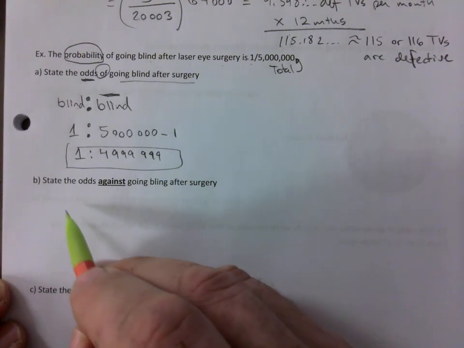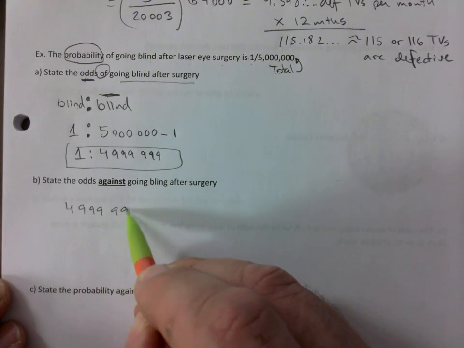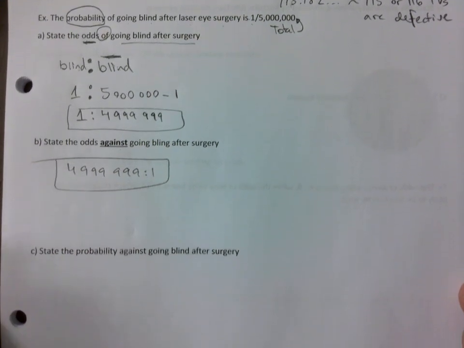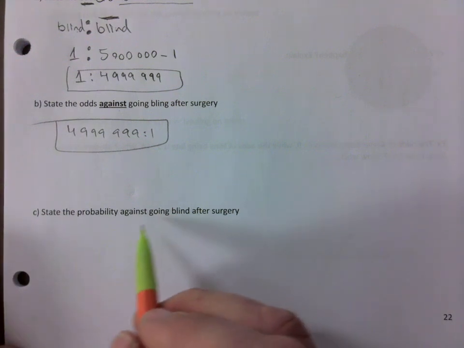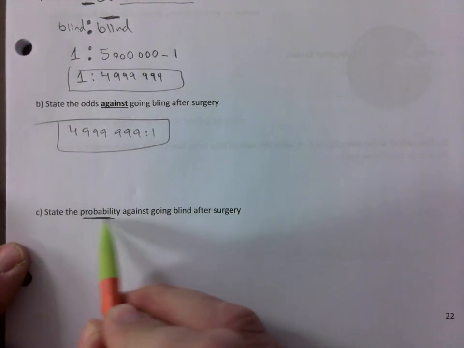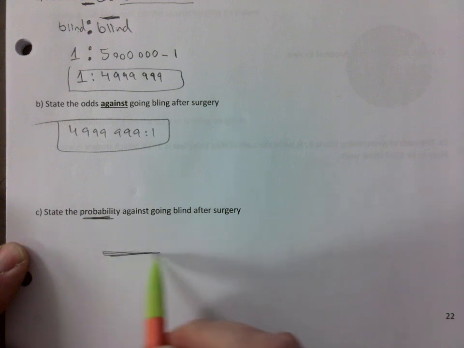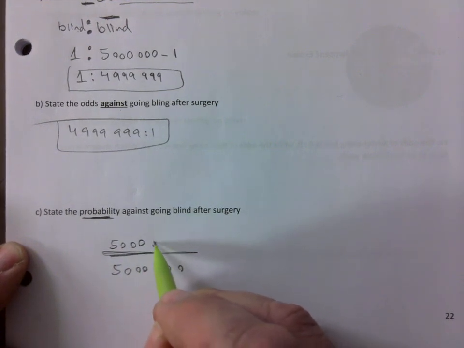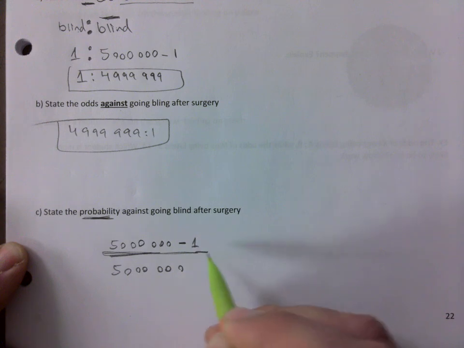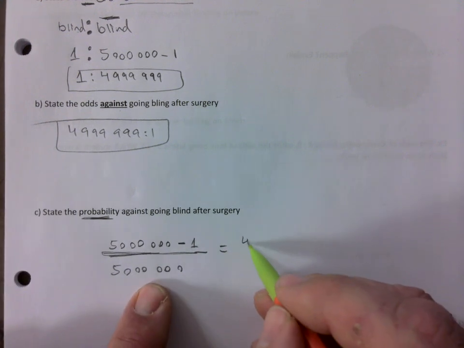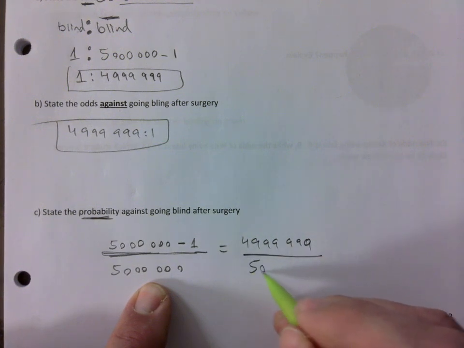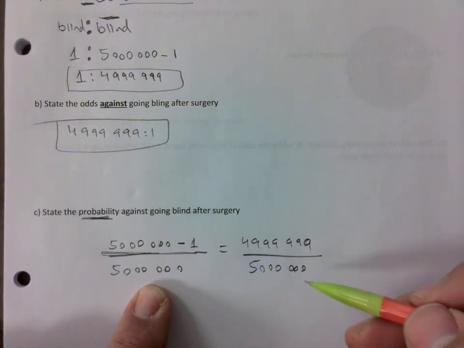State the odds against going blind. All you need to do, because we're talking about the exact same event, is just flip it. Boom. There you have it. State the probability against going blind. Probability, so we're talking fraction. And so we know the 5 million is going to be in here. There's several ways you can do that. You can go 5 million minus the 1 where someone ends up being blind, right? So this is the probability against going blind. Okay?